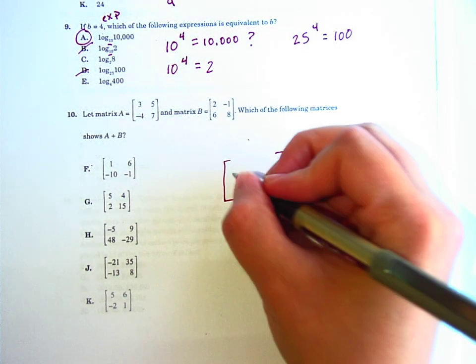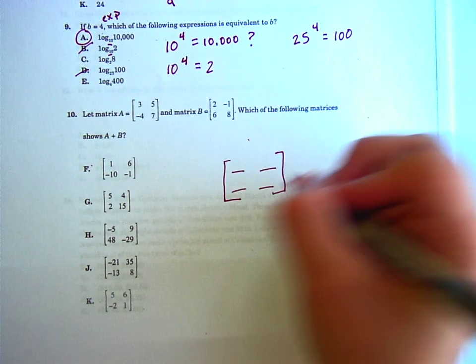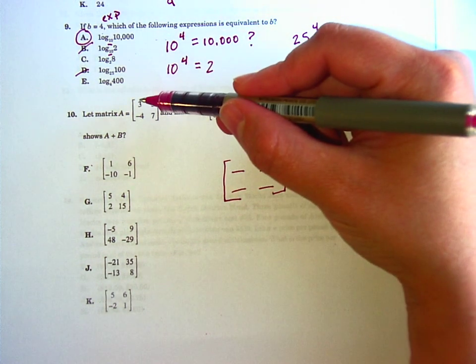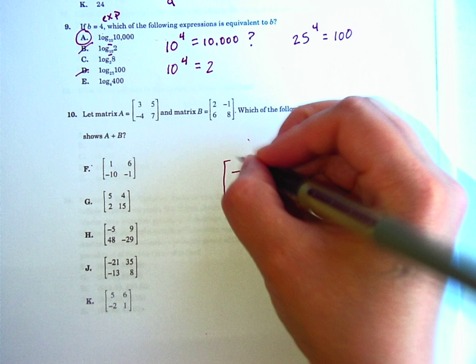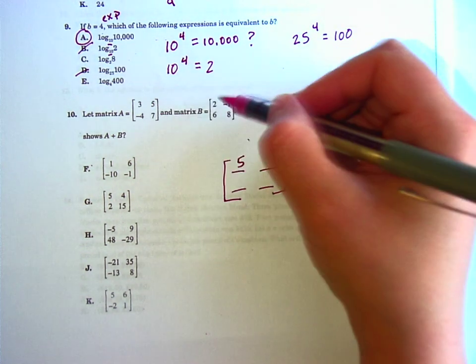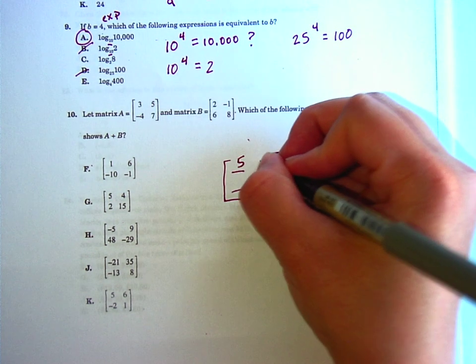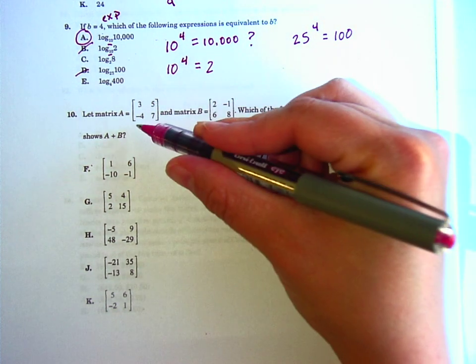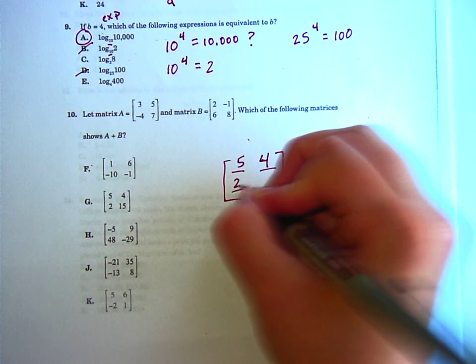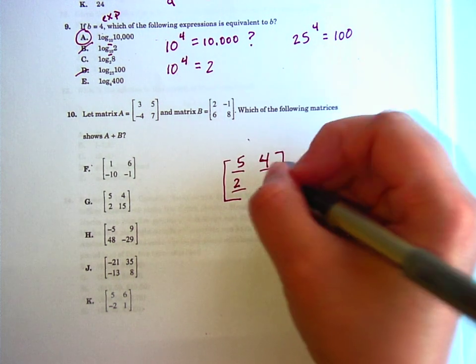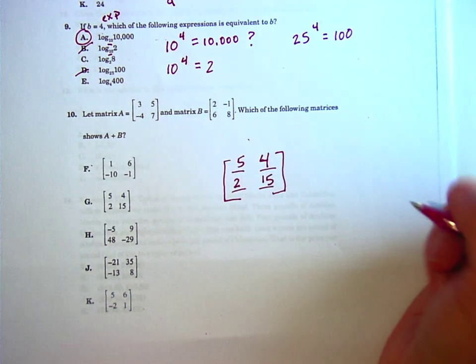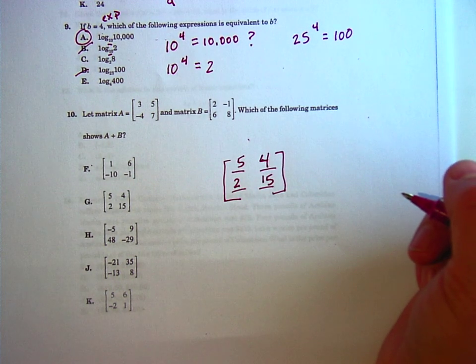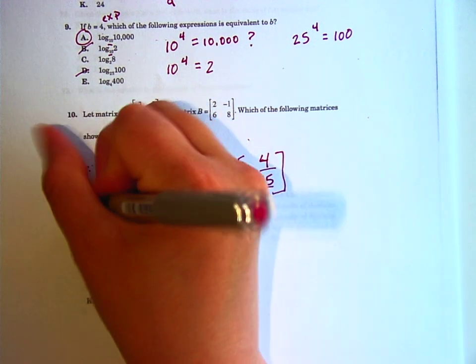So for that, there's 4 spots here. For that top left spot, you're adding 3 and 2, which make 5. And 5 and -1 make positive 4, okay? And then the bottom left, we're taking -4 plus positive 6, which is positive 2. And then 7 plus 8, which is 15. So that's 5, 4, 2, 15, which is G.